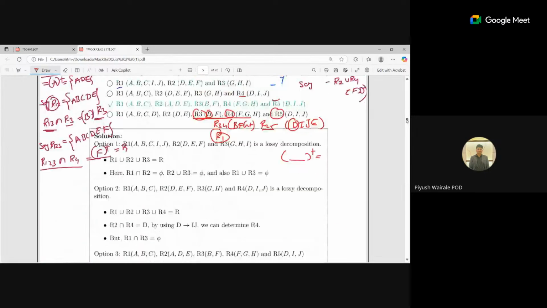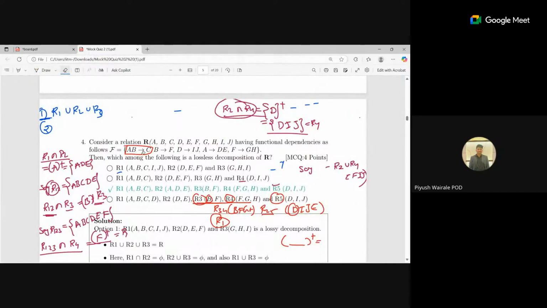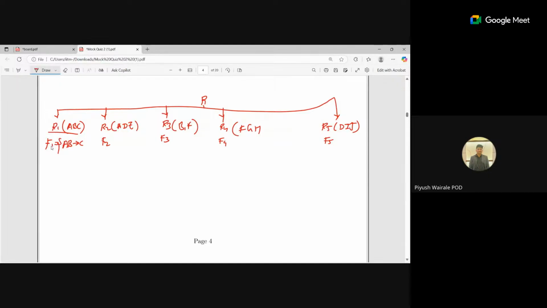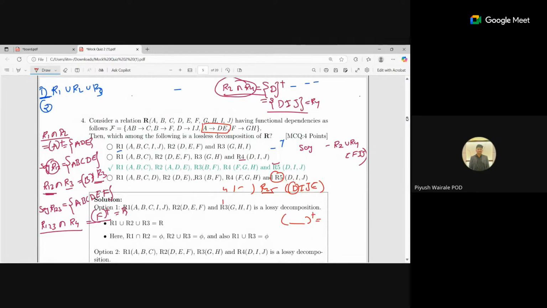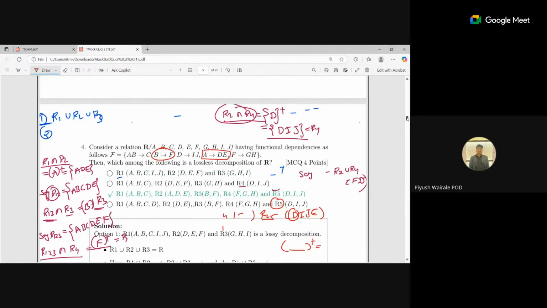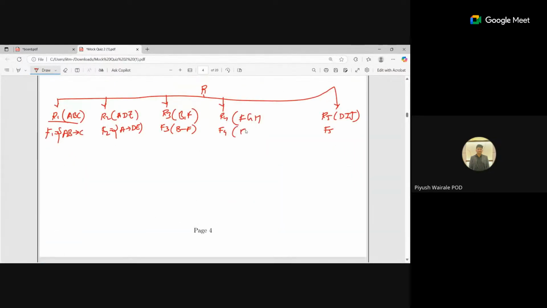What about R2, A, D, E? So A gives D. A to D, E. A to D you can see here, right? I cannot write AD in F1 because only A is present. D and E is not present. I have to write it down in this F2. Then we have B determines F here. Okay, for R3, I guess BF, right? Then we have DIJ and FGH. Okay, I guess here for individual relations we have this one.